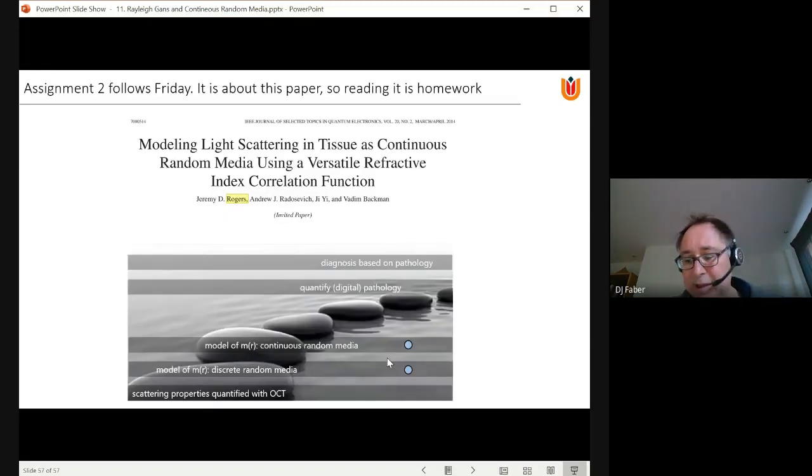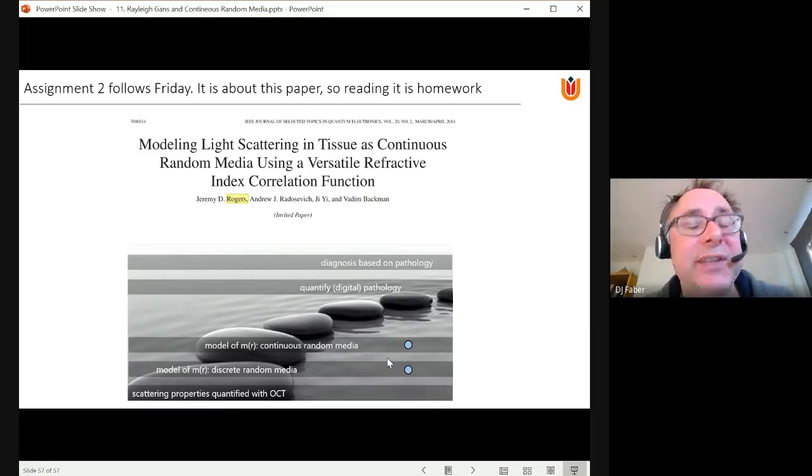All right. This leads up to assignment 2 that I will hand out on Friday, and it will be about this paper. Reading that paper, or at least reading the first half of it, is going to be homework for Friday. And then on Friday, I want to start by discussing the actual assignment.